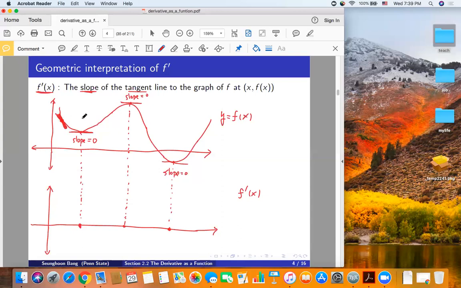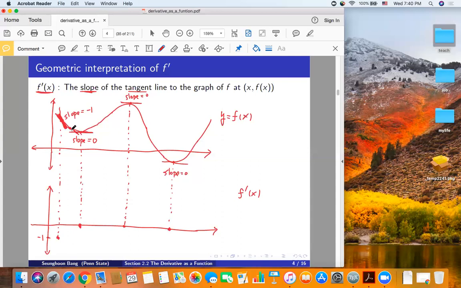The slope of this tangent line is a negative number. In this case, the slope is like -1. You can plot -1 here. You can plot here, the y value is -1. So like this, you choose this point.